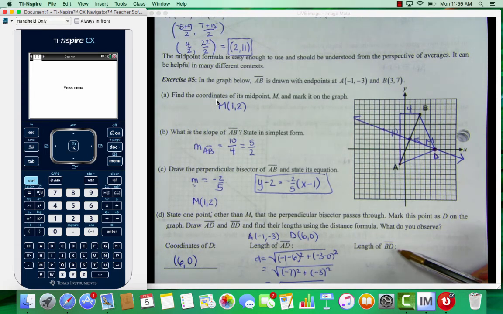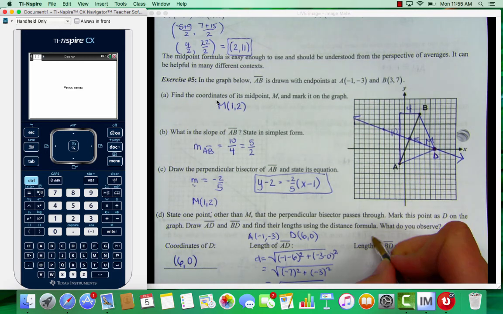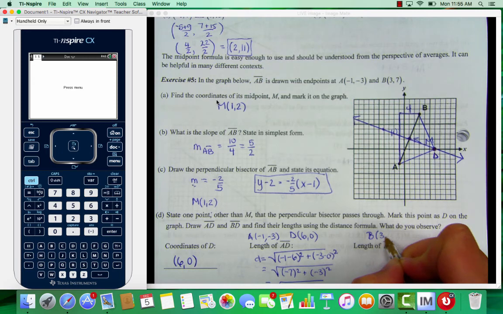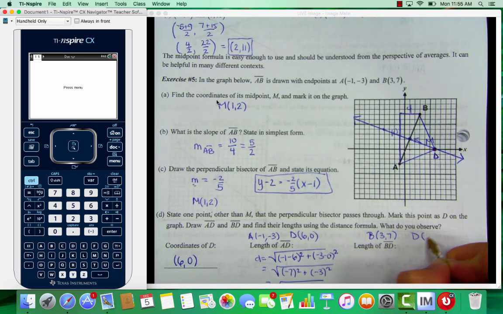So now what I'd like you to do is find the length of BD. B has the coordinates 3, 7, and D has coordinates 6, 0.